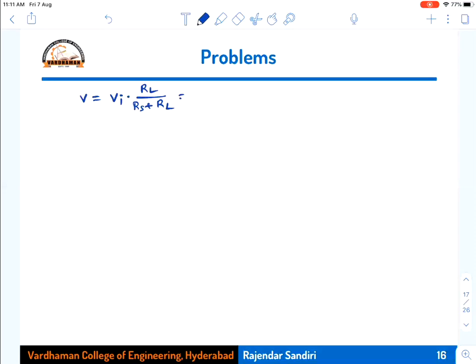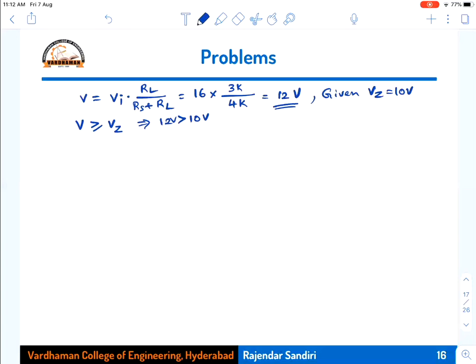Now the V value is greater than VZ, because 12 is greater than 10 volts. VZ is given as 10 volts. But what I calculated across the terminals of the Zener diode when it is open circuited is 12 volts. That means the voltage across the Zener diode is 12 volts. Therefore, it will be operated in the on state, with a constant voltage of 10 volts. When V is greater than VZ, the diode is in the on state.